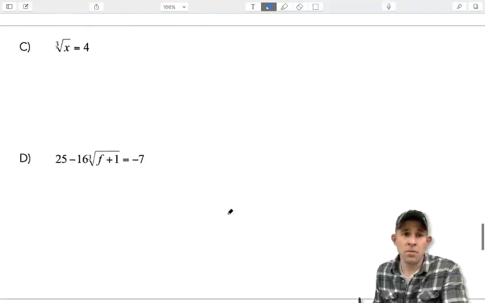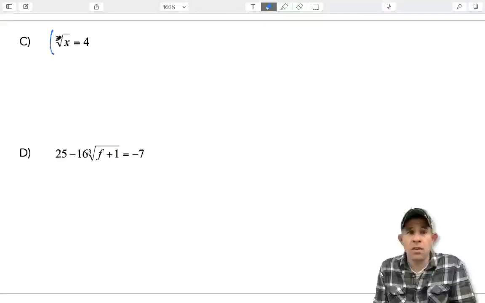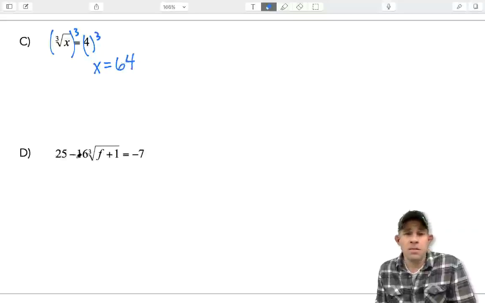All right, example 3 is an easy one here. We already have our variable isolated. It is the cube root of x is equal to 4, so we're going to cube both sides. When we do that, x is equal to 64. Letter D is a little bit more complicated. We're going to start by getting the 25 over to the other side by subtraction. So we'll subtract from both sides.